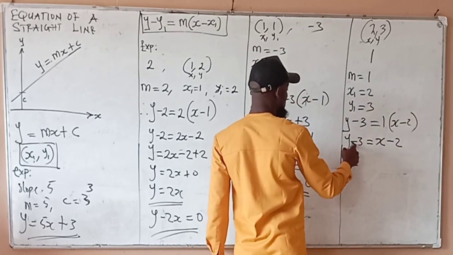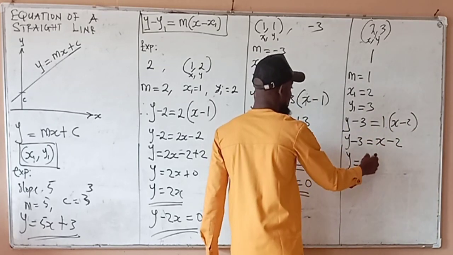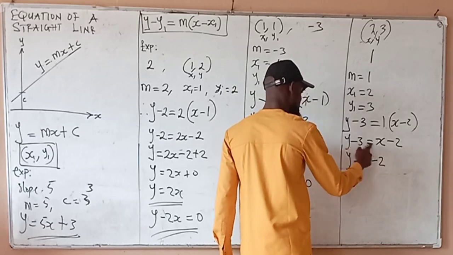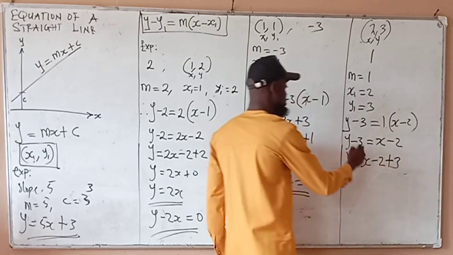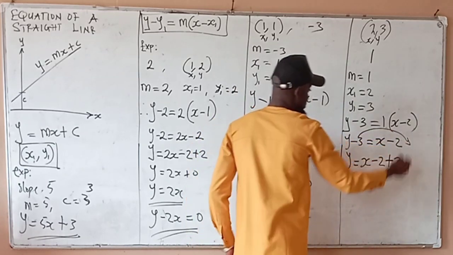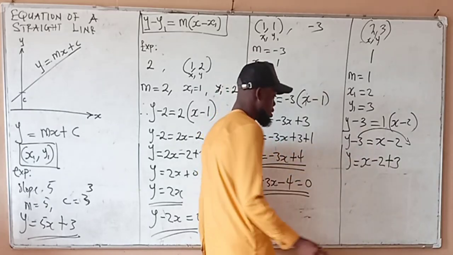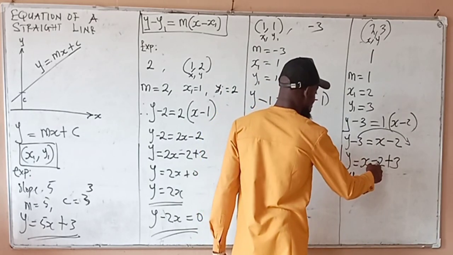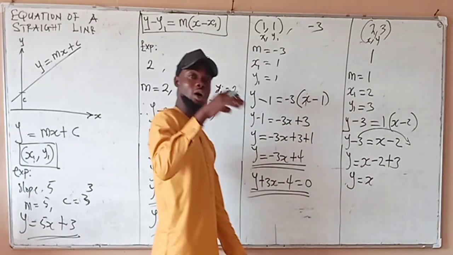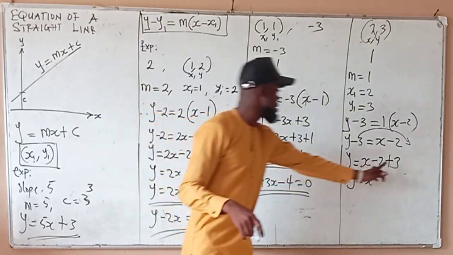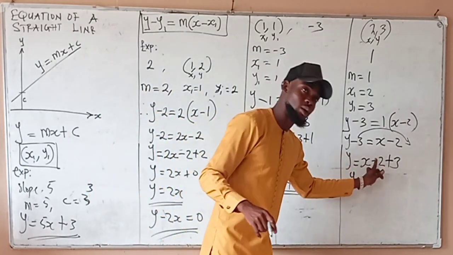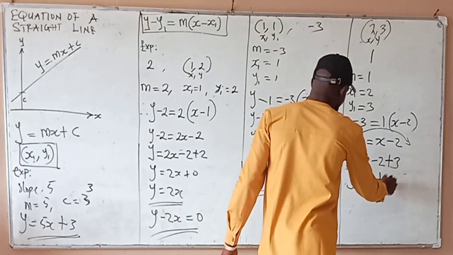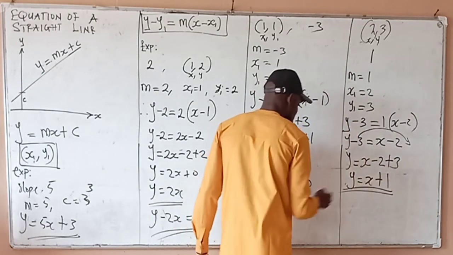So y will now be equal to, if you move minus 2 to the other side, x minus 2. Minus 3 goes to this side, becoming plus 3. When you go to the other side, the minus changes to plus. So we have y is equal to x minus 2 plus 3, or minus 2 plus 3. What do we have? We have plus 1. So this will be the equation.